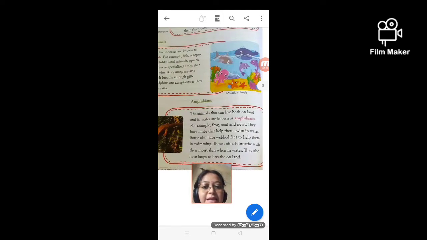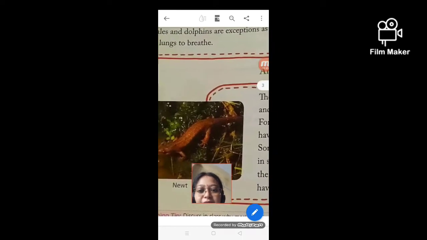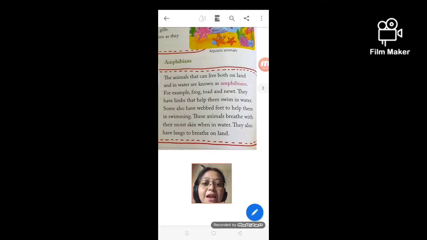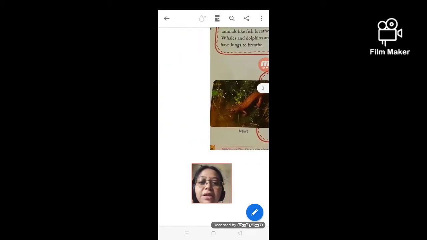They have limbs that help them to swim in water, and some also have webbed feet to help them in swimming. With the help of the webbed feet, they can swim in water, and these animals breathe with their moist skin also. They can breathe with their skin when they are in water, and when on land they breathe with the help of their lungs. Two ways they can breathe: with moist skin when in water, and with lungs when on land.